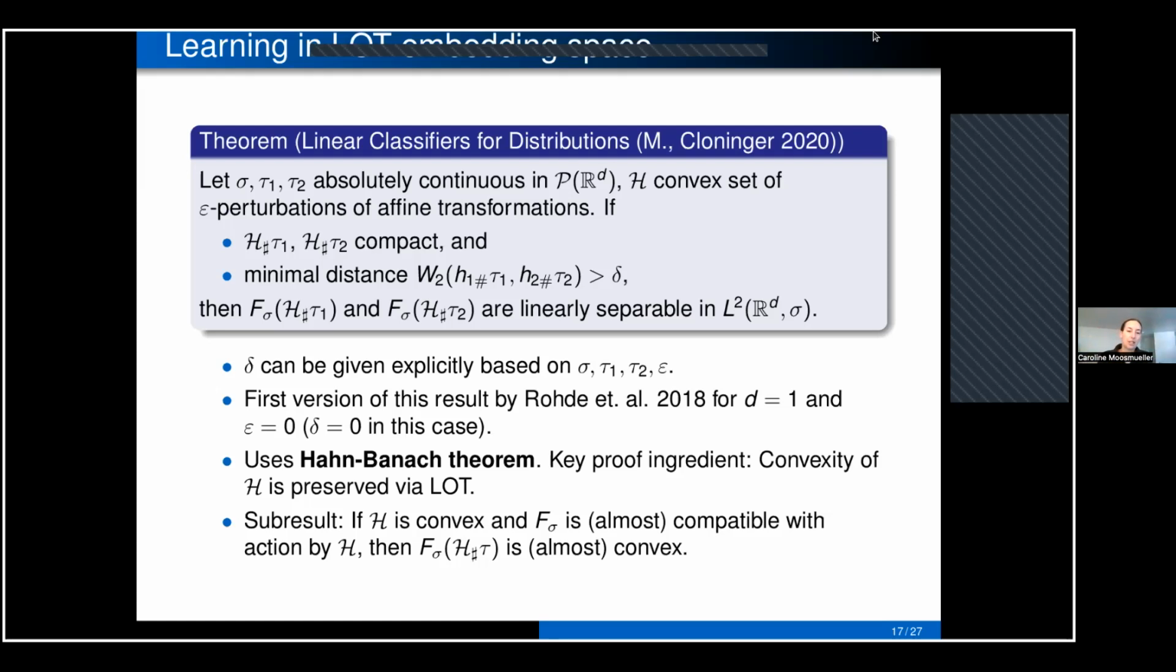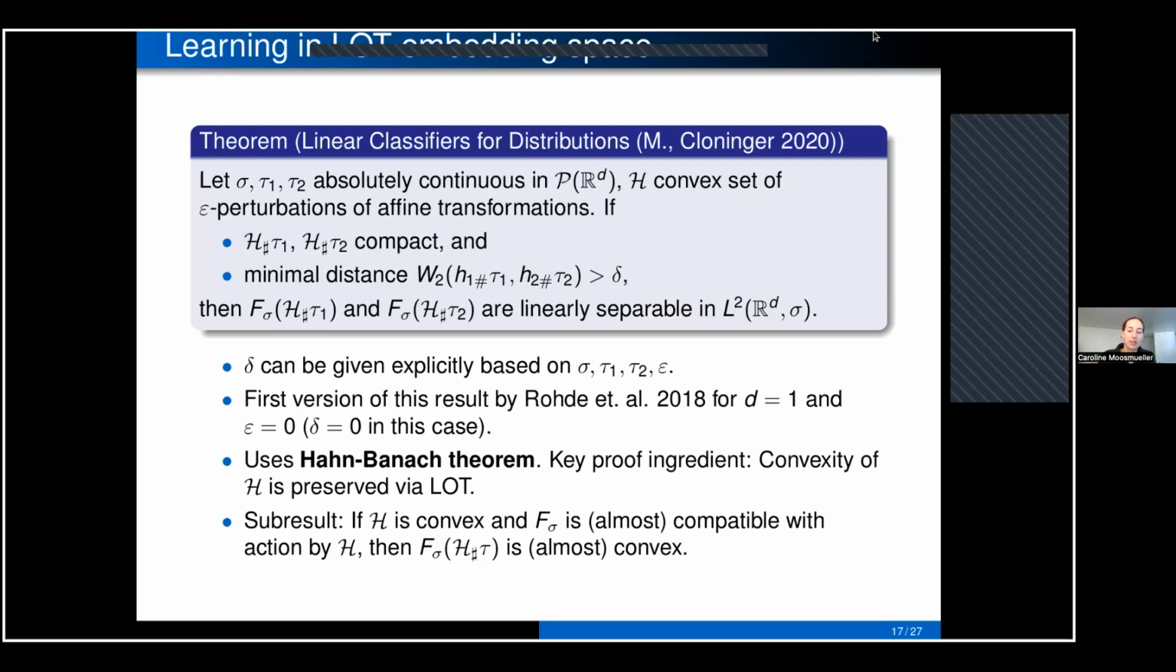Also, this is a generalization of a result by Gustavo Roda and his group, where they proved a similar thing, but in 1 dimension. So this is a generalization to general dimensions plus allowing the perturbation error. And as I said, we're using the Hahn-Banach theorem.